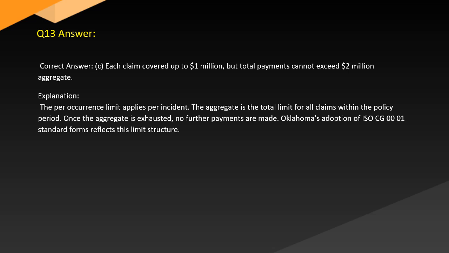Explanation. The per occurrence limit applies per incident. The aggregate is the total limit for all claims within the policy period. Once the aggregate is exhausted, no further payments are made. Oklahoma's adoption of ISO CG 00 01 standard forms reflects this limit structure.